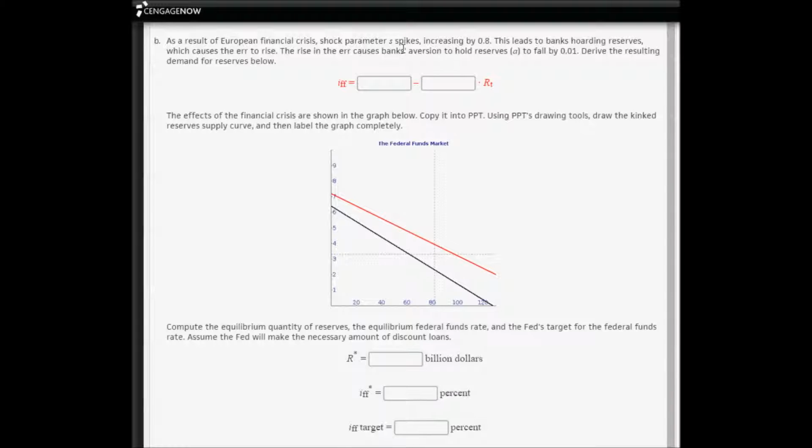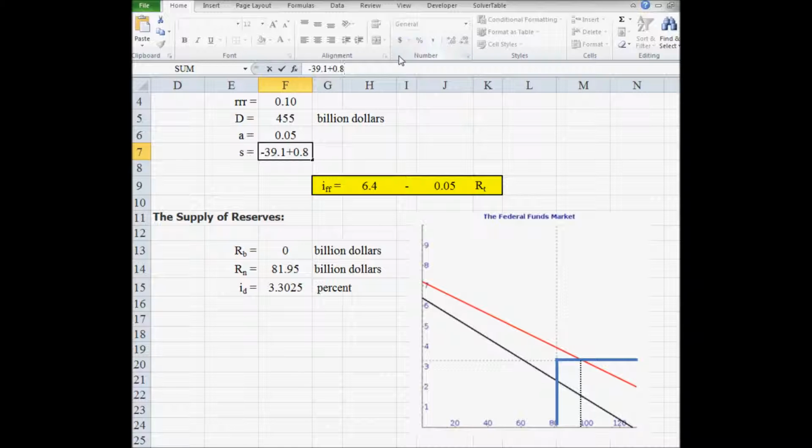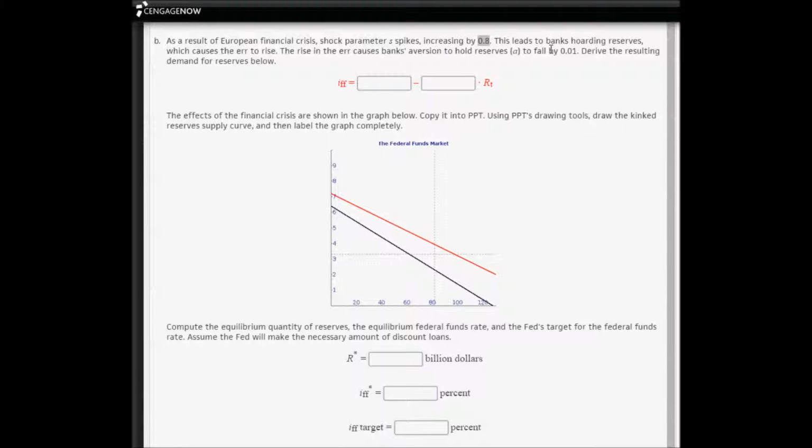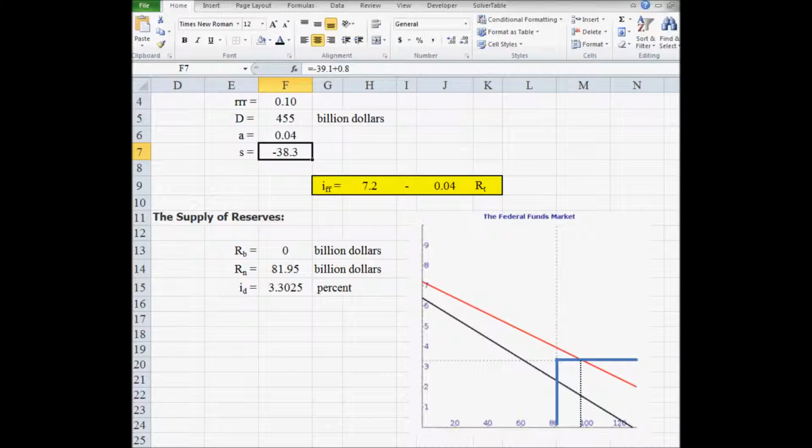As a result, shock parameter S spikes, increasing by 0.8. This leads to banks hoarding reserves, which causes the excess reserve ratio to rise. The rise in the excess reserves ratio causes banks' aversion to holding reserves, A, to fall by 0.01. Derive the resulting demand for reserves. So S increases by 0.8. So we're going to add 0.8 to S. The aversion to holding reserves falls by 0.01. So we're going to subtract off 0.01.